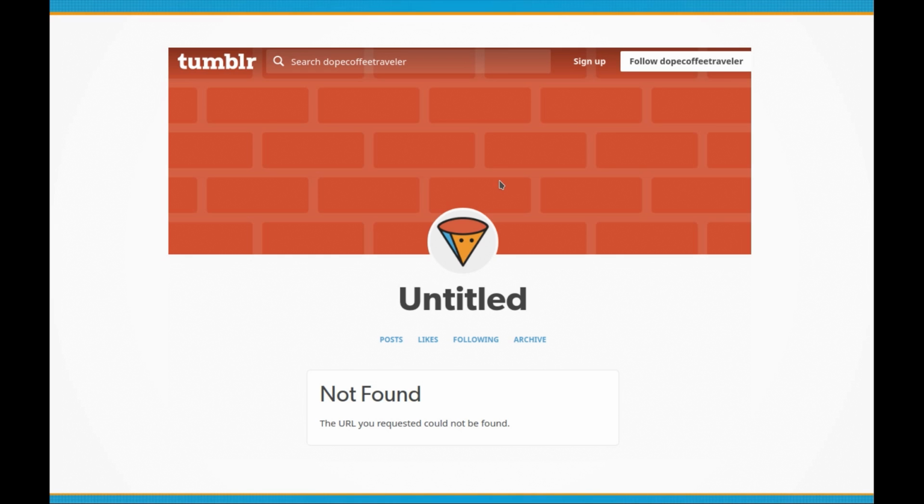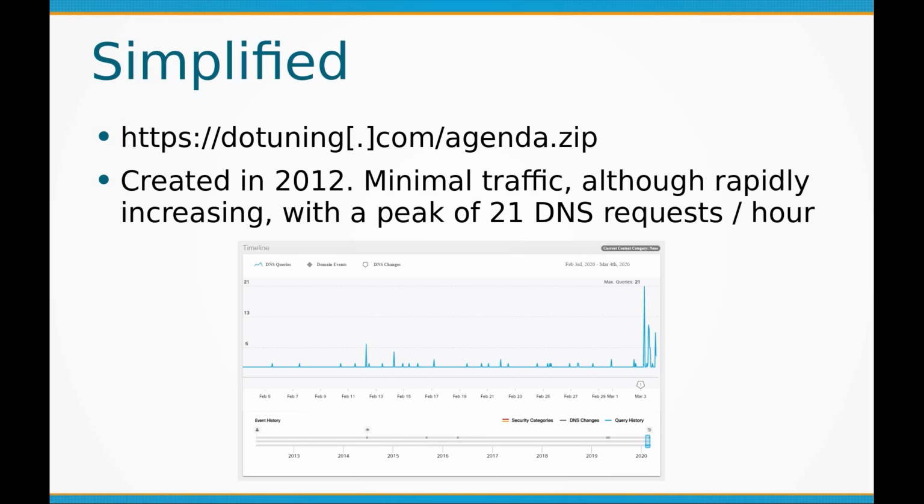Taking a look at the Tumblr post from Dope Coffee Traveller, the post has now been removed. I should have screenshot it yesterday when I had this sample to look at, but it did go through to this website, which is a simplified view of it: dotuning.com/agenda.zip. Be very careful if you're going to go there, and I would strongly recommend you only look at this in a virtual machine, not on your main system.